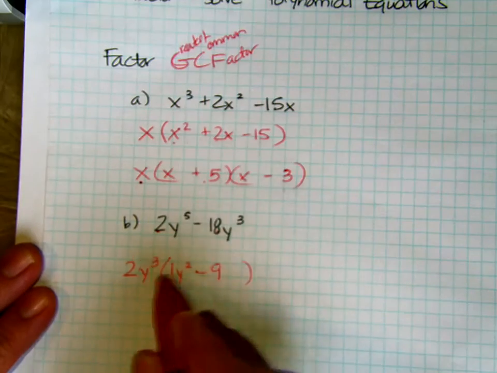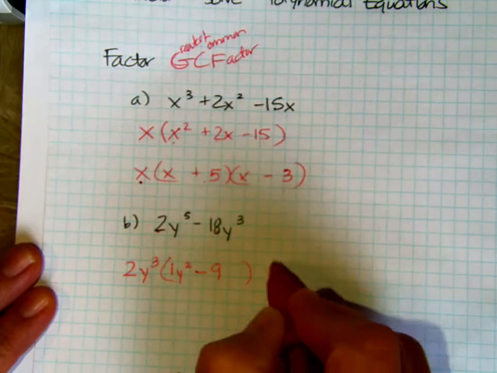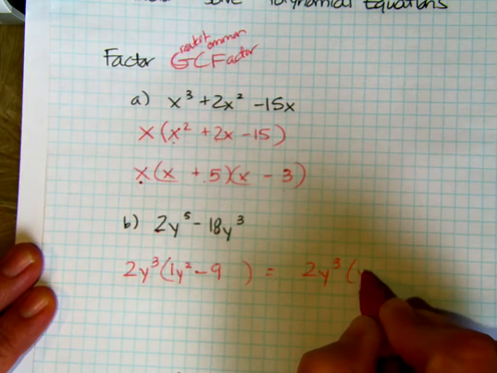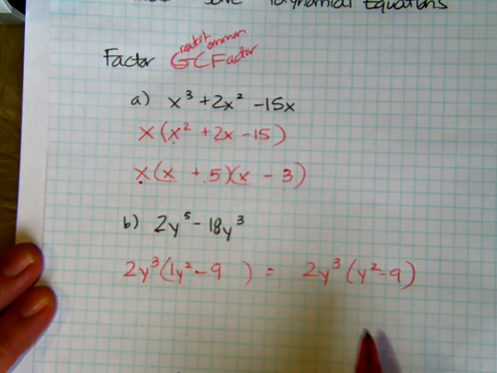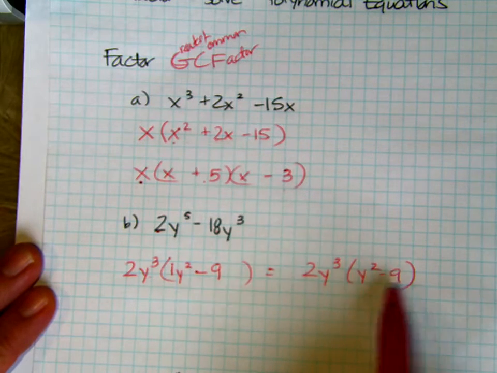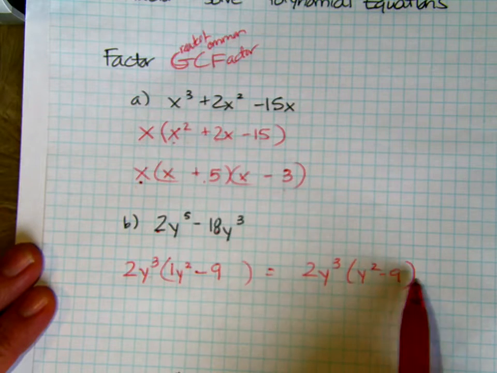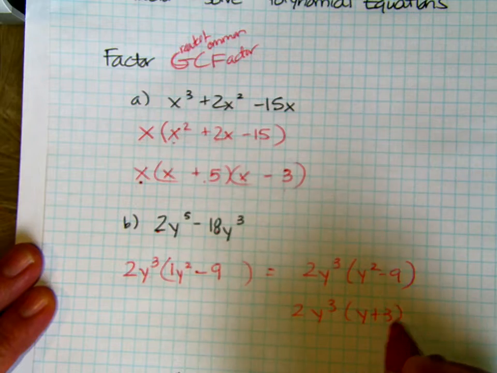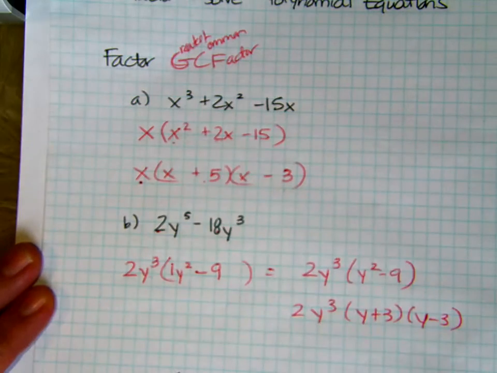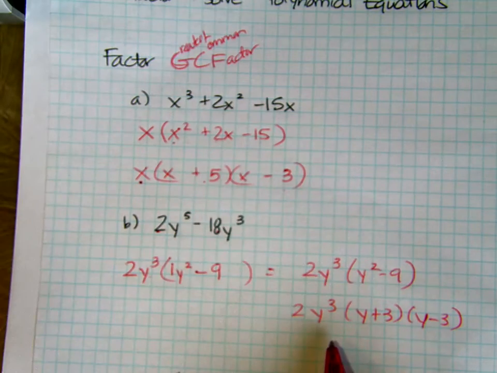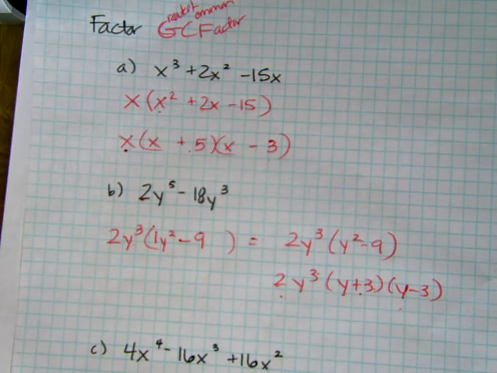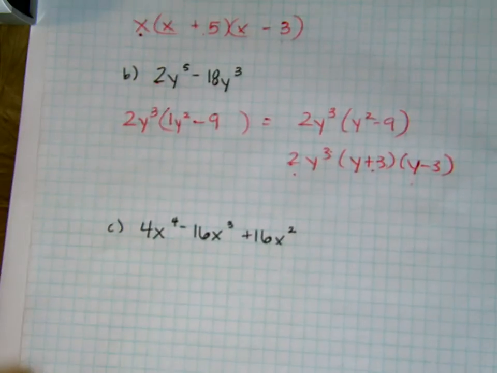Now the trick here is to see, I put that 1 in here, but the trick is to see I have 2y cubed times y squared minus 9, and to look at that and go, oh yeah, there's that special case, a difference of perfect squares. So here's a 2y cubed times a y plus 3 times a y minus 3. So here are your 3 factors: 2y cubed, y plus 3, and y minus 3.